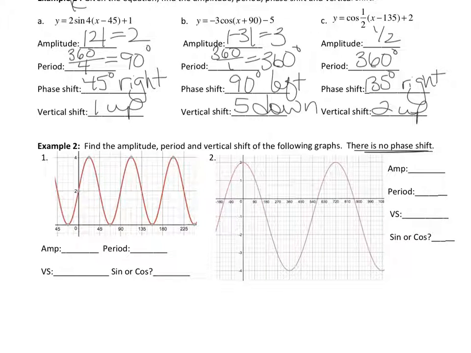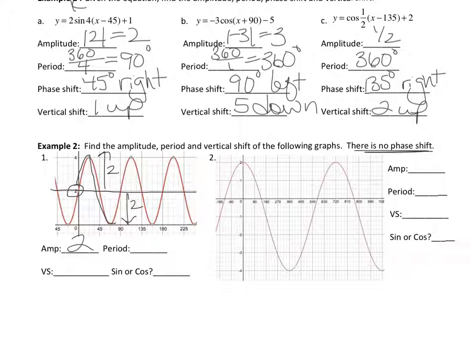So if I look at example 2 and I look at the amplitude, this line here is my midline. It cuts the graph right down the middle horizontally. My graph travels from that midline of y equals 2 up to 4 and down to -4. So it goes 2 above the midline and 2 below the midline. So that means my amplitude is 2. It's how high or low the graph goes above the midline.